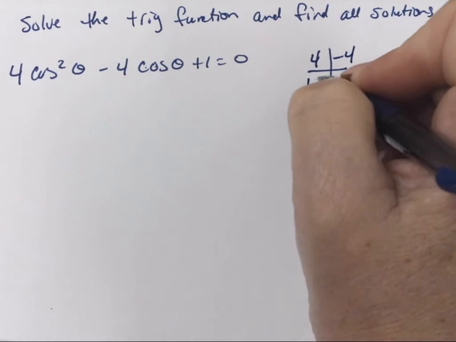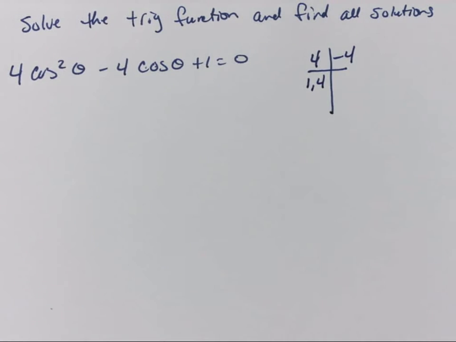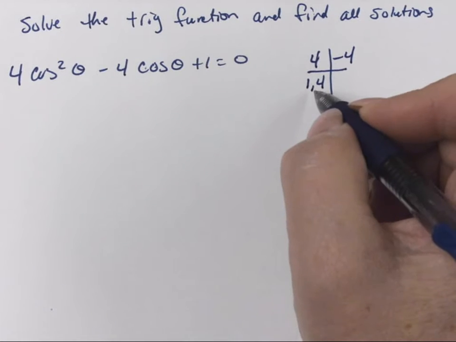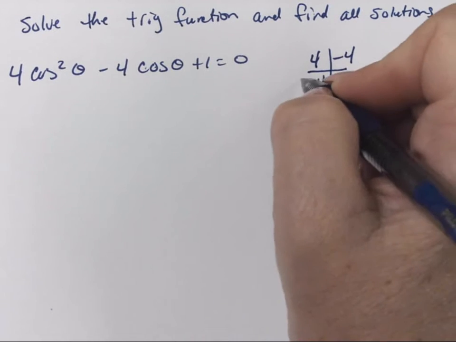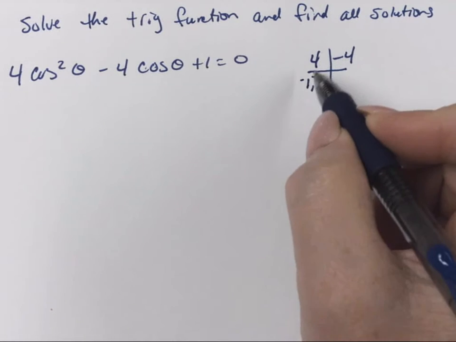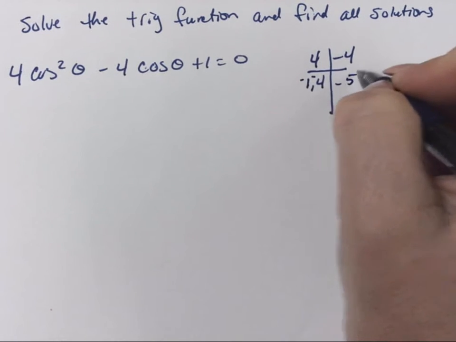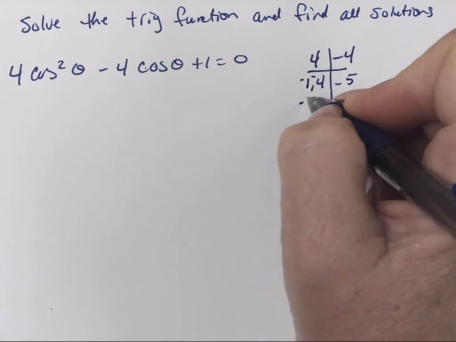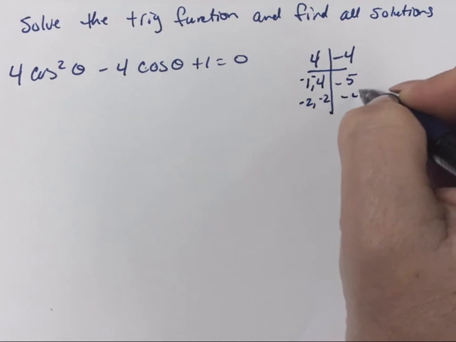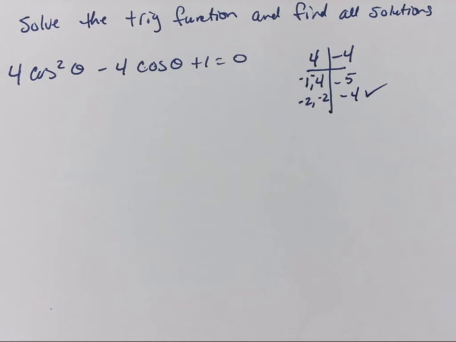So if I list the factors of 1 and 4, 1 times 4 gets me 4, but I need to get to a negative. So I need to make both of these negative. Negative 1 times negative 4 is positive 4. When I add them, I get to negative 5. Negative 2 times negative 2 will get me positive 4. When I add them, I get to negative 4. So that's what I'm looking for.